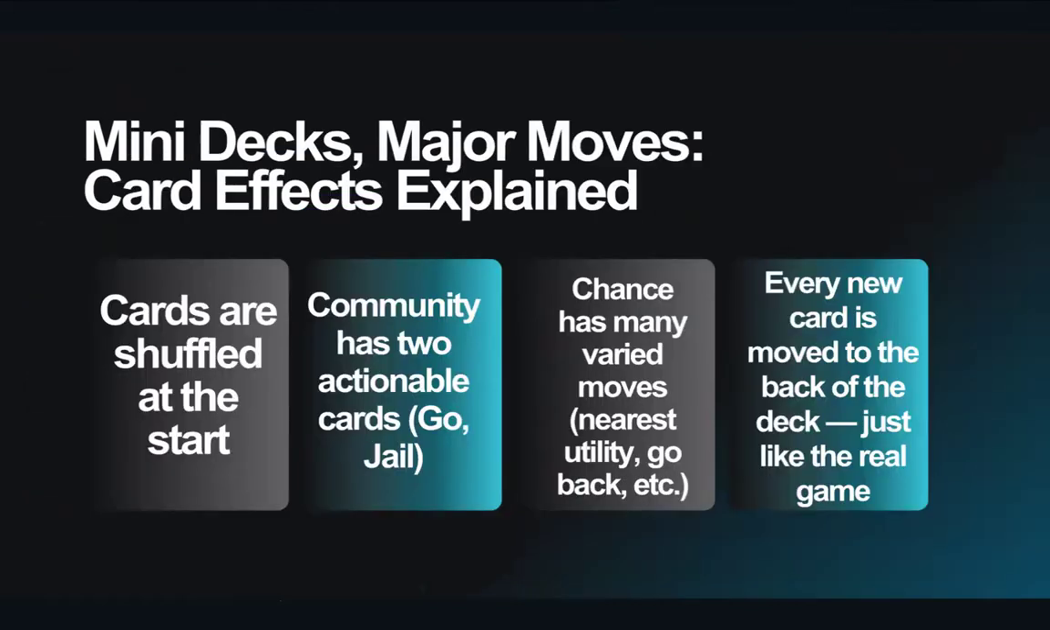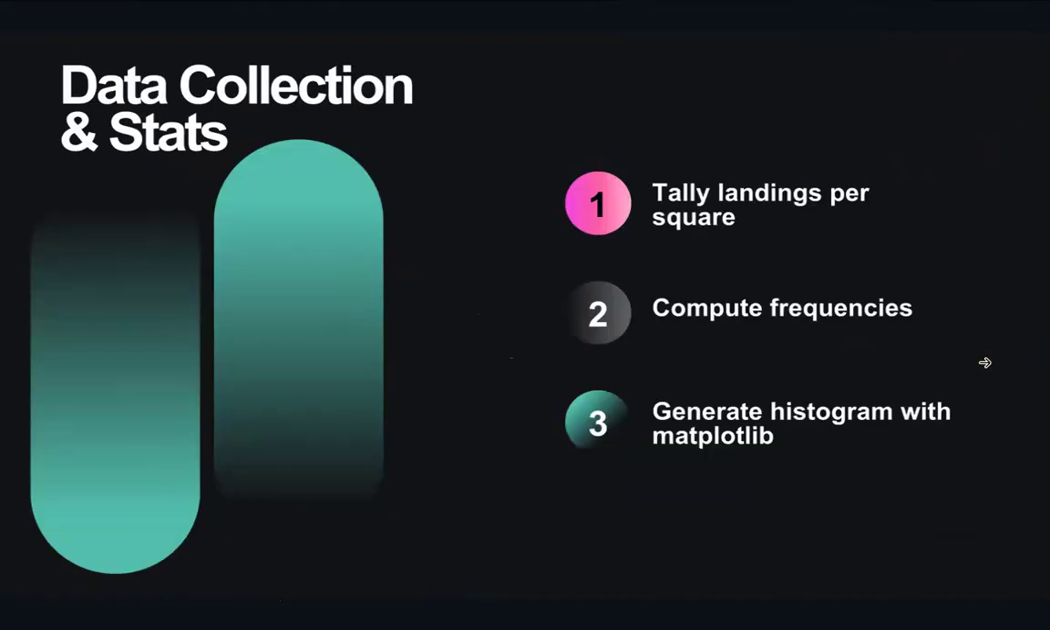Chance and Community Chest cards are handled with two separate functions. When a player lands on a card square, the deck is cycled like a real game. The drawn card is moved to the back. The cards cause different moves like go to jail, move to utility, or go back three spaces. This adds randomness and realism to the simulation.